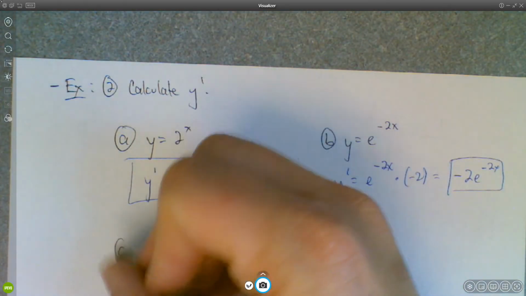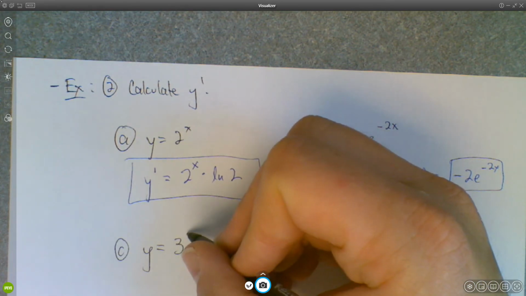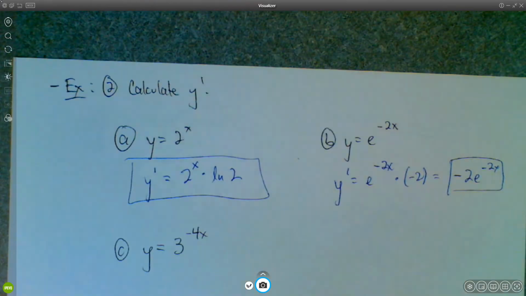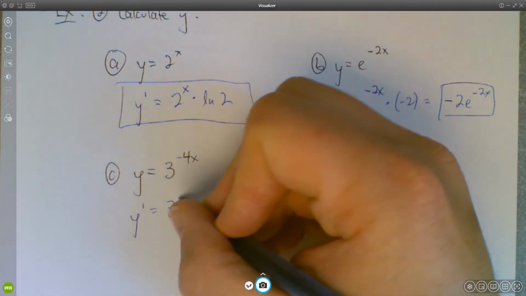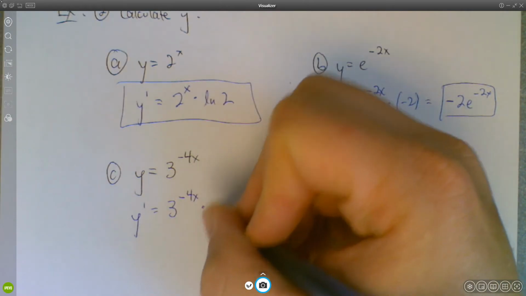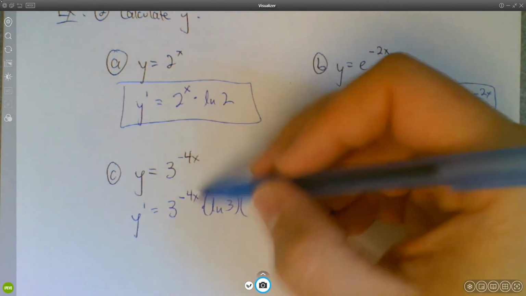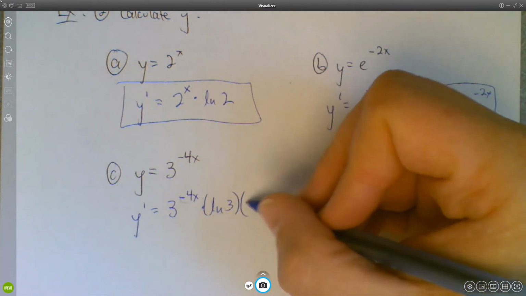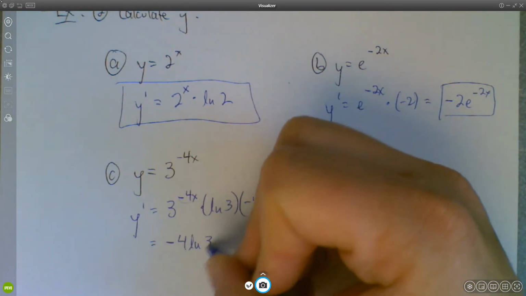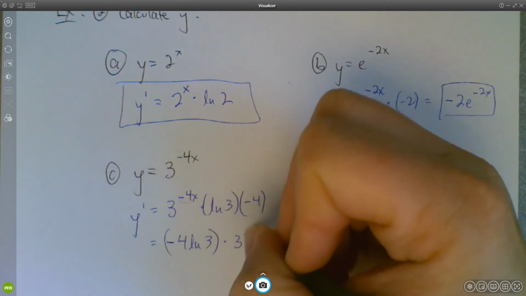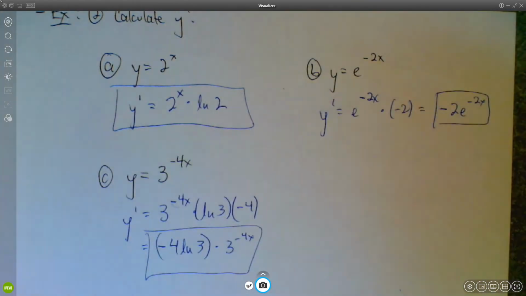Okay, that's due to the chain rule, right? To maybe drive that point home a little bit, let's say that we had y equals 3 to the negative 4x or something like that. Y prime in this case would be the function itself, 3 to the negative 4x, times the natural log of the base, and then times the derivative of the exponent, because you have to use chain rule on this one, so it would be times negative 4. So that derivative would be negative 4 ln 3 times 3 to the negative 4x. Well, it would be exactly that, but there are lots of ways to write it.